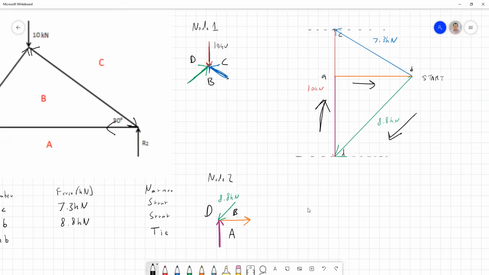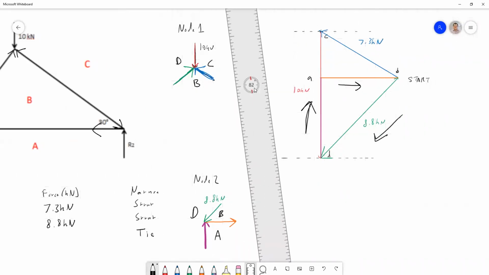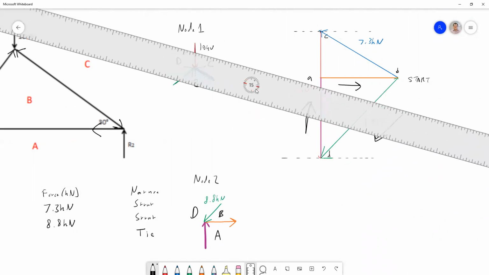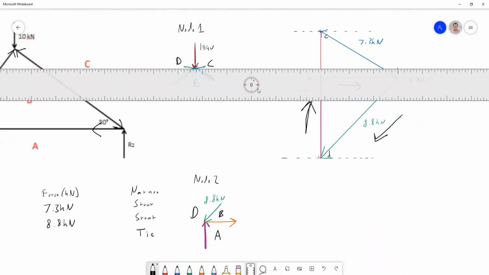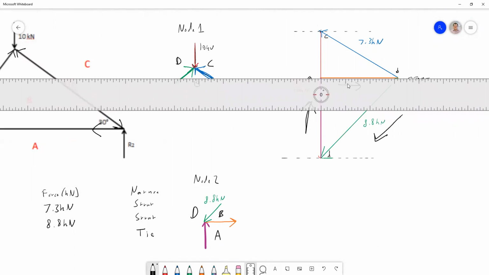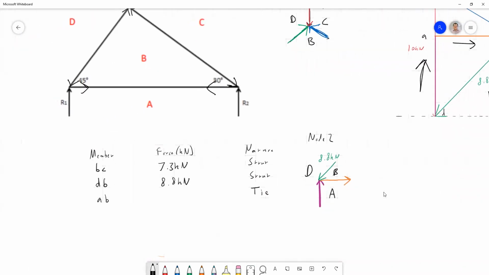And we can get the size of AB by measuring it as well. Again, it's a scale diagram. So if we measure this, we're going to get a value in centimeters we can convert to kilonewtons. So if I line this up, it's going to be 2, 4, 6 and a bit, and it's 6.2, which is in fact the correct answer. So we can say 6.2 kilonewtons because it was 6.2 centimeters.